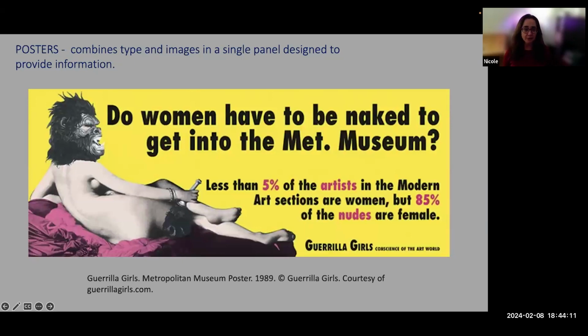The bright yellow background, in its bold sans serif font, immediately draws attention to the text as well. The Guerrilla Girls plastered these posters in many locations near the museum and in other parts of New York City where galleries were located. And this served as a protest, a form of protest.